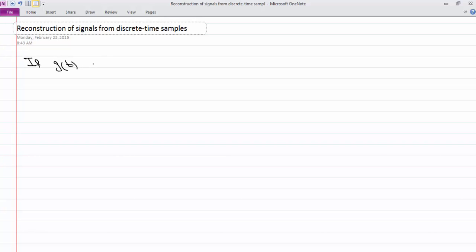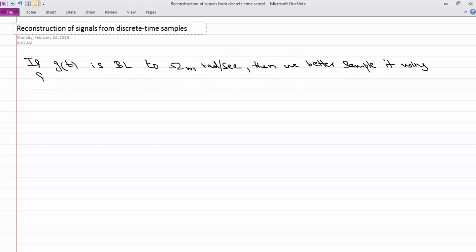And we understand that if g(t) is band limited to omega m radians per second, then we better sample it using a frequency of at least 2 omega m.